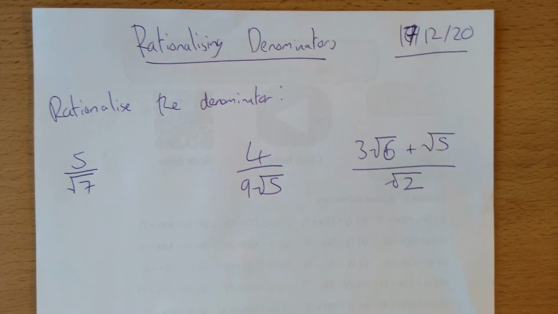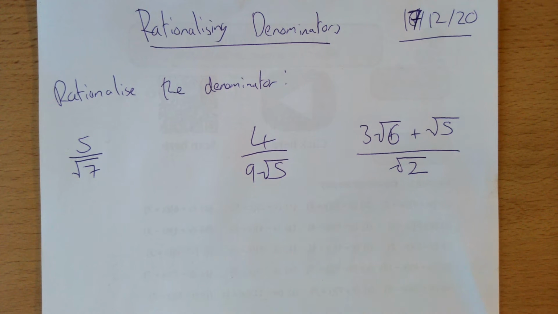Here's the main core thing of what we're going to do today, rationalising the denominator. We like to not have surds on the bottom of a fraction. We like to have rational numbers on the bottom of a fraction, like integers or even decimals, but we don't want surds on the bottom of a fraction. So when we see them on the bottom of a fraction, we do something to the top and the bottom of the fraction to cancel it so it's not a surd on the bottom of the fraction anymore.